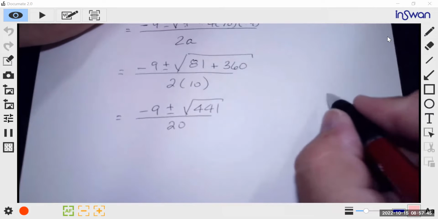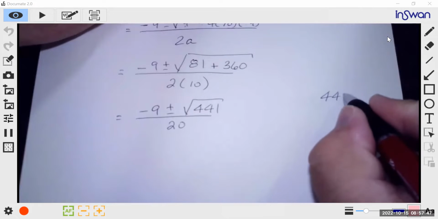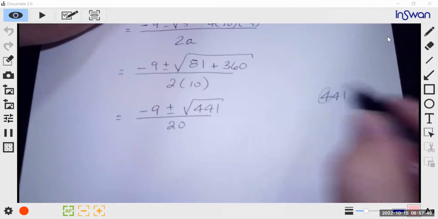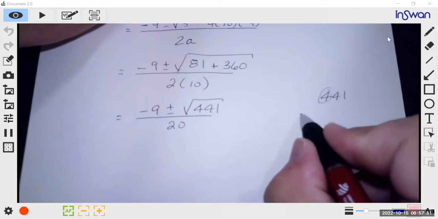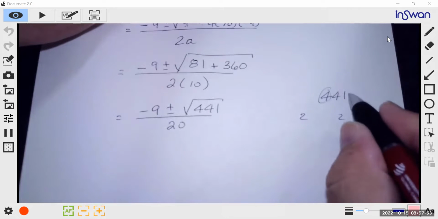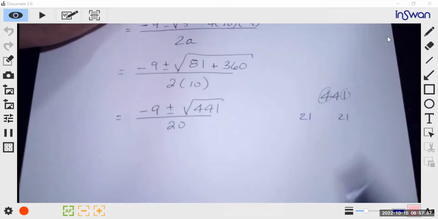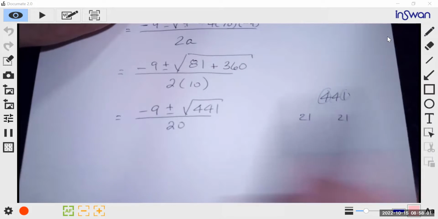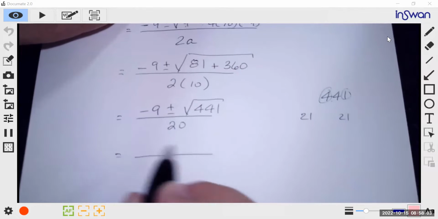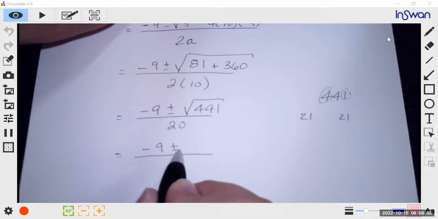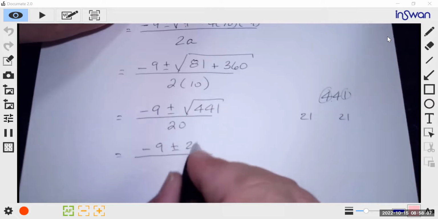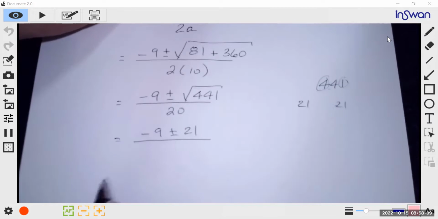And one trick we could look at: what makes up 441? What times what gives us 4? 2 times 2. What times what gives us 1? So 21 times 21 is 441. So the square root of 441 is 21, since it multiplies twice.